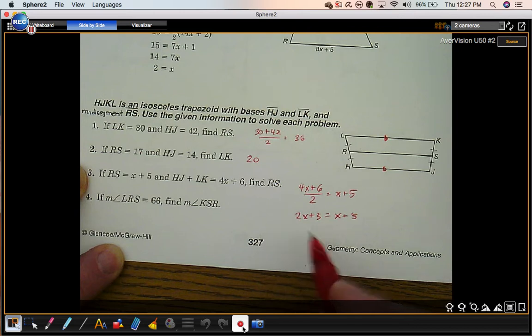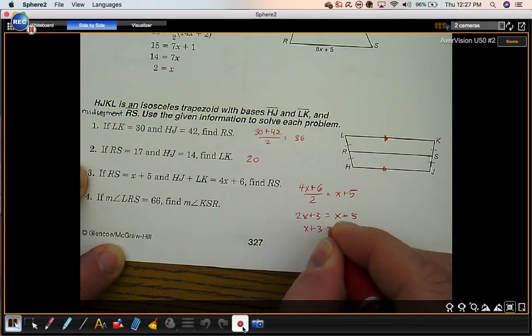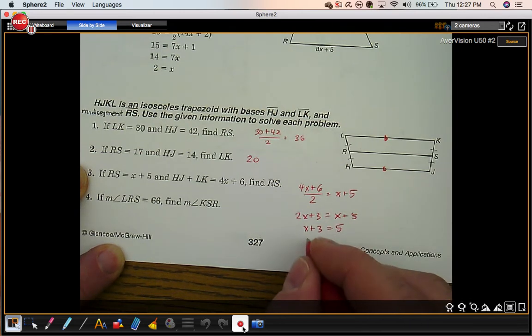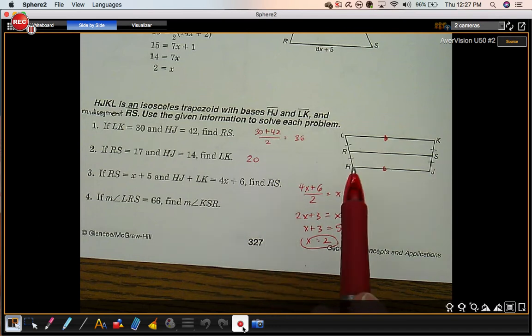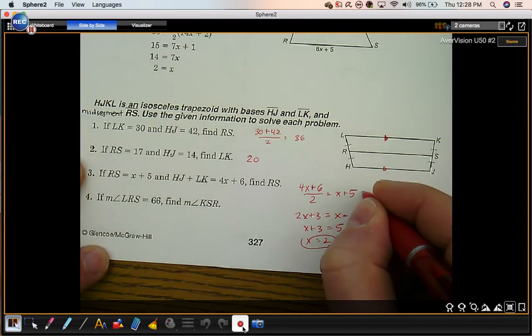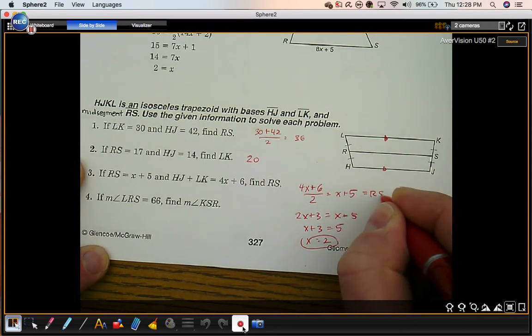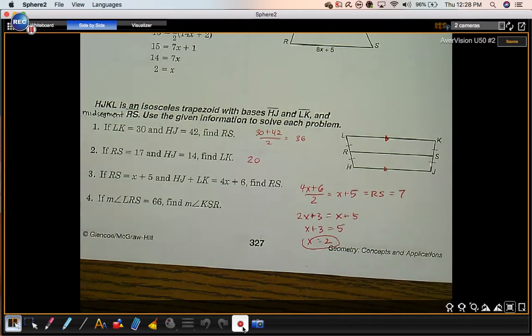We'll subtract x from both sides. Then we'll subtract 3 from both sides. X is 2. But that's not your answer. They want you to find distance from R to S. This is your midsegment. So x plus 5 is the same thing as the length of the midsegment, R to S. And we know that's 7 because that's what 2 plus 5 is.